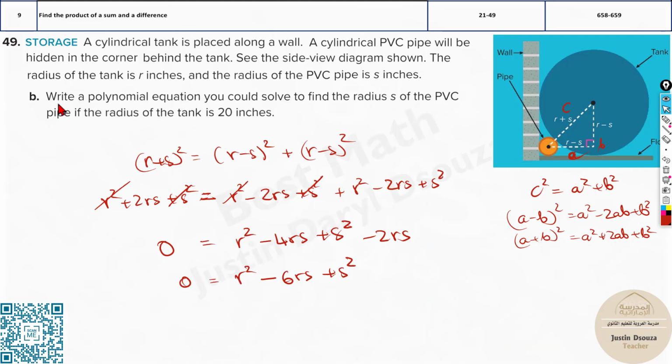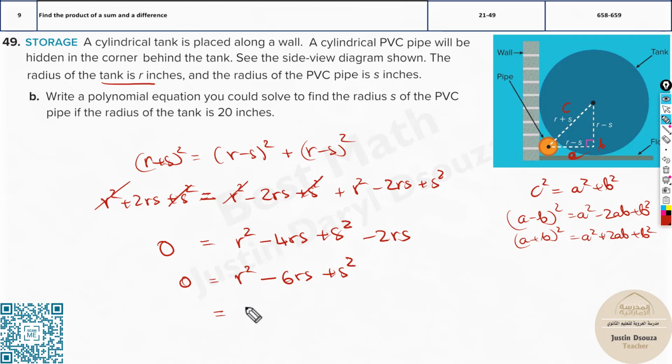And there is a part B. Write a polynomial equation you could solve to find the radius S of the PVC pipe if the radius of the tank is 20 inches. Now, what is the tank radius? The tank is given as R, isn't it? See, they have clearly mentioned the tank is R inches. So basically R is given to be 20. How much would be the S radius, the PVC pipe's radius?